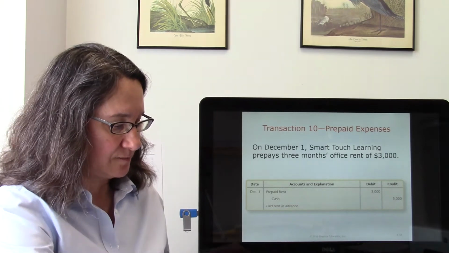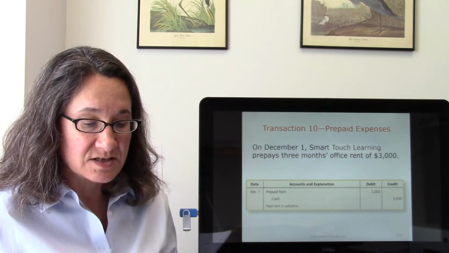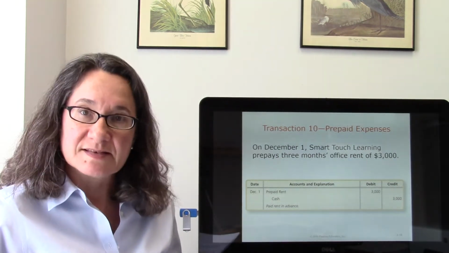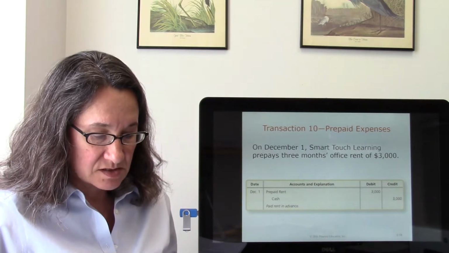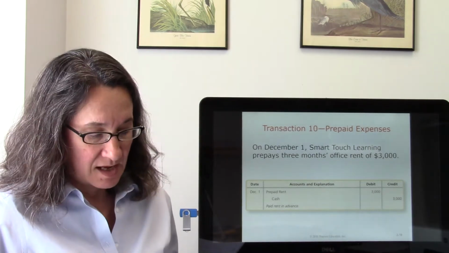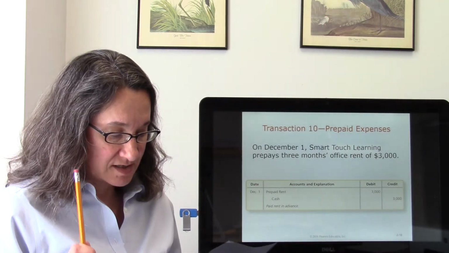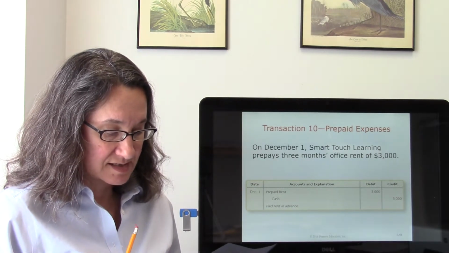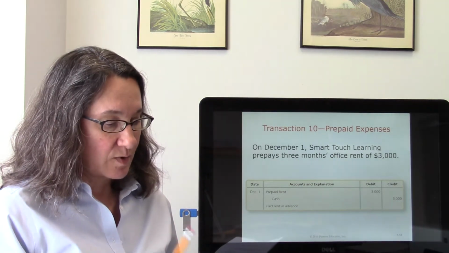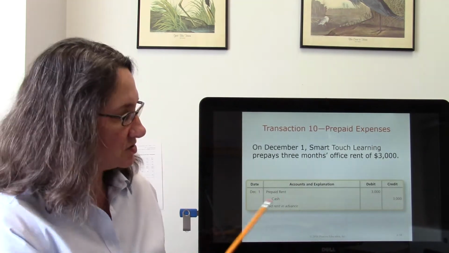So transaction 10. On December 1, TuTh Learning prepays 3 months office rent of $3,000. So let's analyze it. The two accounts involved are prepaid rent, which is an asset, and cash, which is also an asset. Prepaid rent is increased with a debit because it's an asset. Cash is decreased with a credit because it's an asset. So we have our increase and decrease happening on the same side of the accounting equation, right?